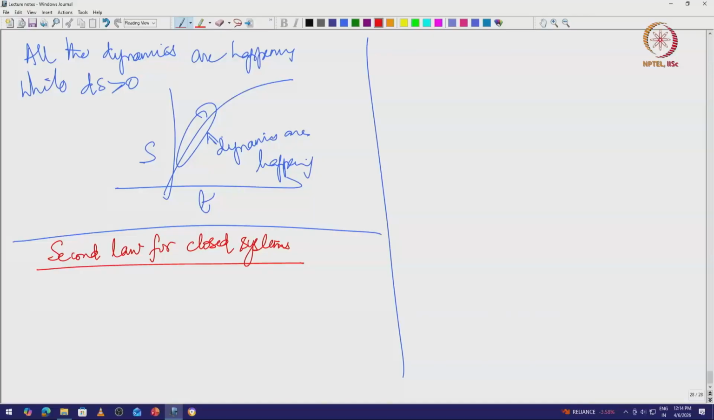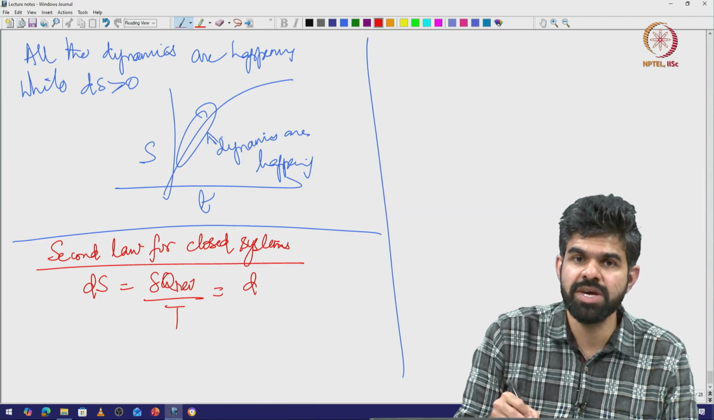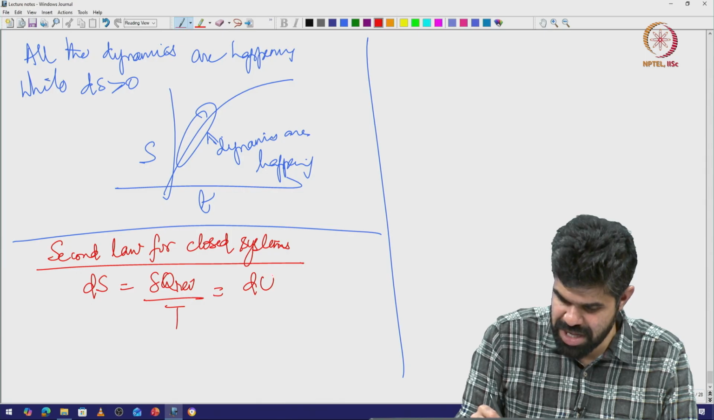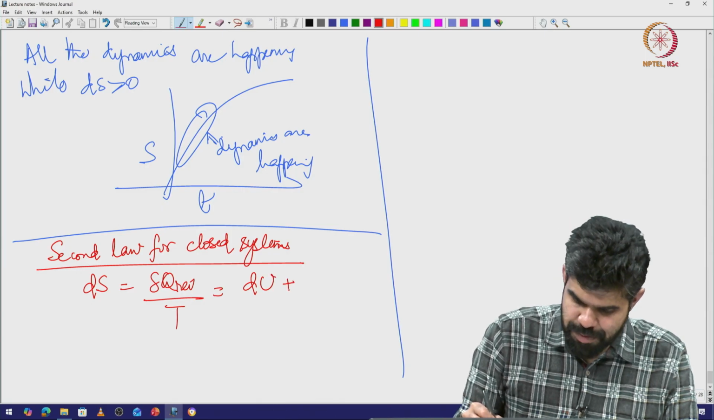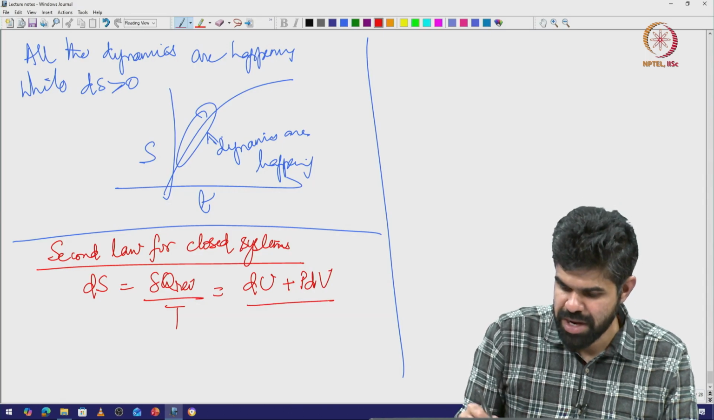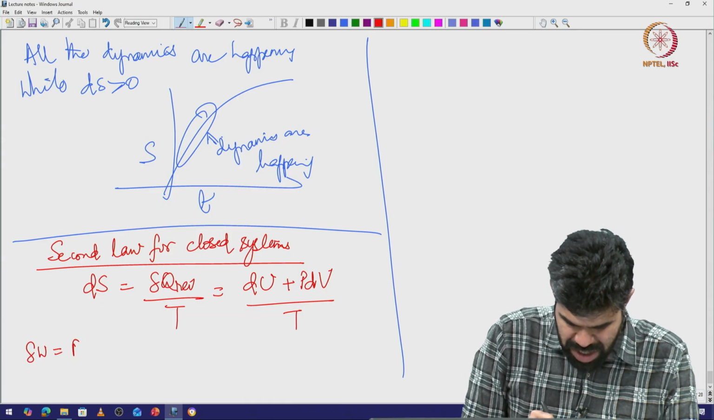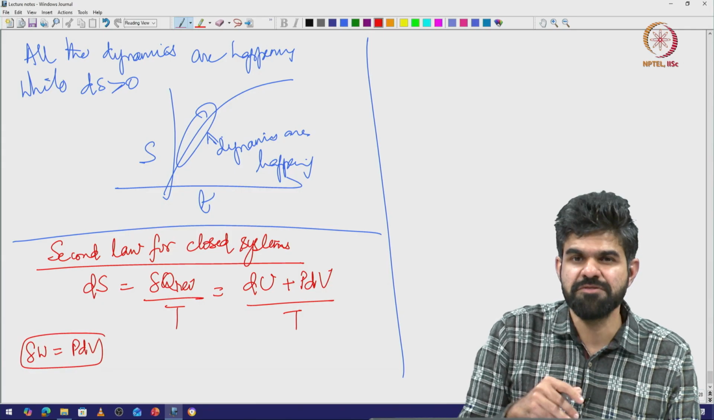Okay, so before that, let us again go back to the definition of entropy. Entropy, we said, is going to be calculated. The recipe for calculation of entropy is delta Q reversible by T, and from the first law of thermodynamics I can say that this is dU plus PdV, the work done, divided by T, right. So, delta W is PdV, just for mechanical work, right.